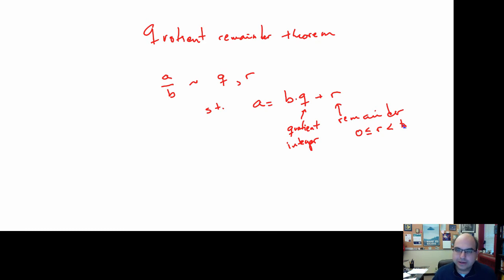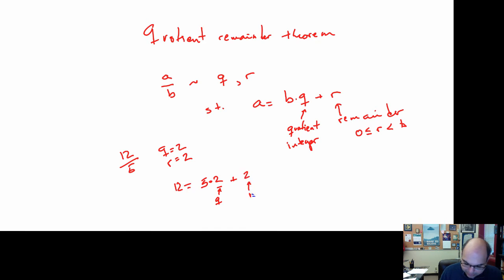So for instance, let's try 12 divided by 5. Then what we'll get is Q equal to 2, and in this case R is also equal to 2, and that is because 12 is equal to 5 times 2, there's our quotient, plus 2, there's our remainder, and notice that 2 in fact is between 0 and 5. Okay, so that's the quotient remainder theorem.